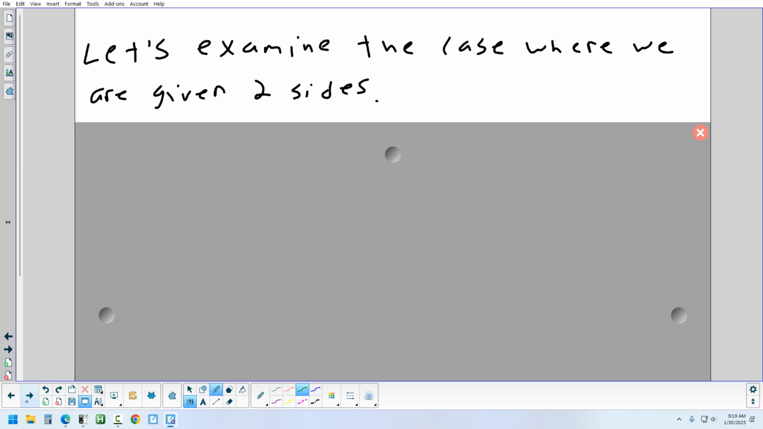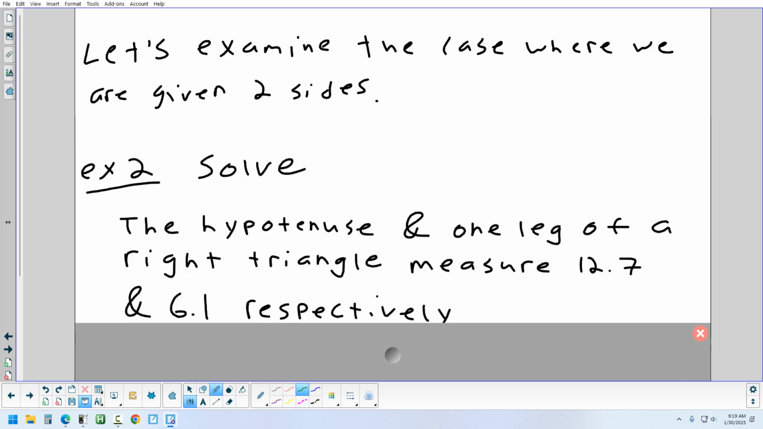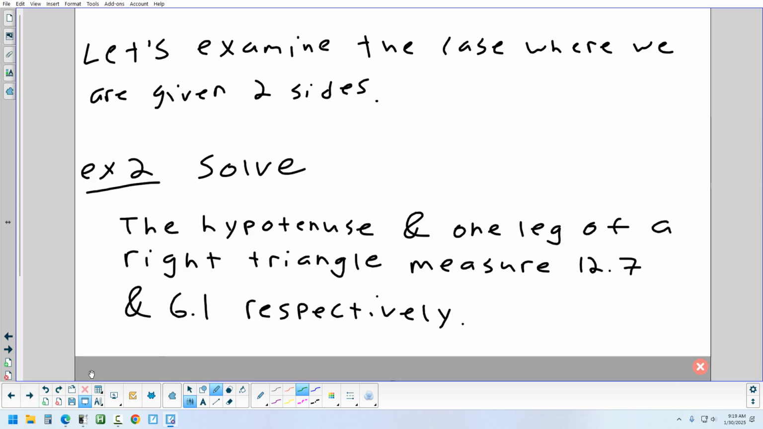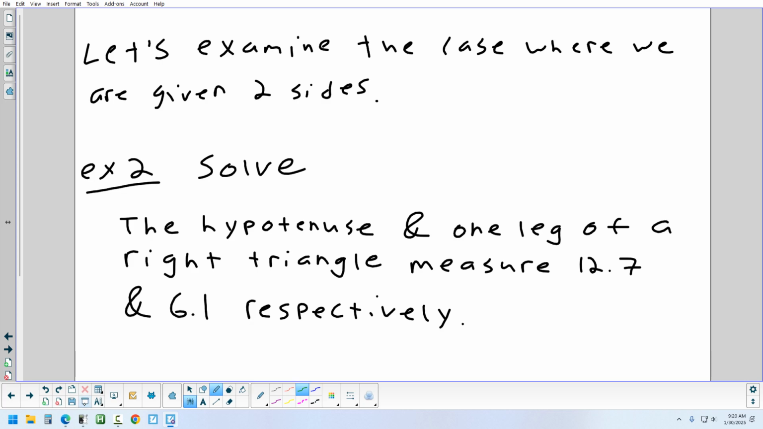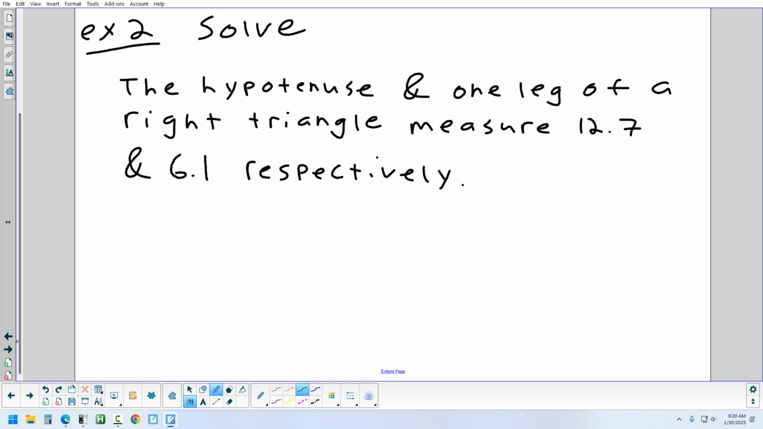All right, so now let's look at the case where we are given two sides. We're going to have the hypotenuse and one of the shorter legs. It doesn't matter which leg you make it, just make the leg the right number. You need to know between those two numbers which one is the hypotenuse, even though I didn't say it. Which number there is the hypotenuse? 12.7. It has to be the 12.7. How come? Because the hypotenuse is the largest side.